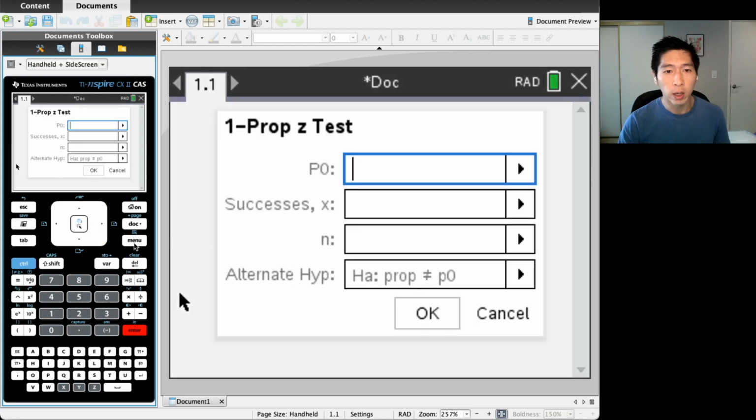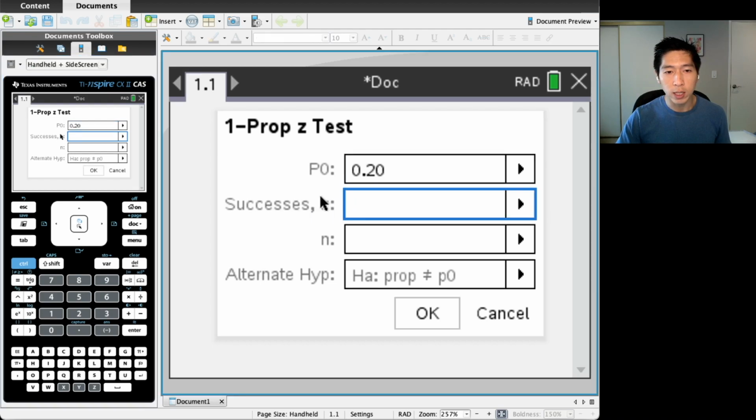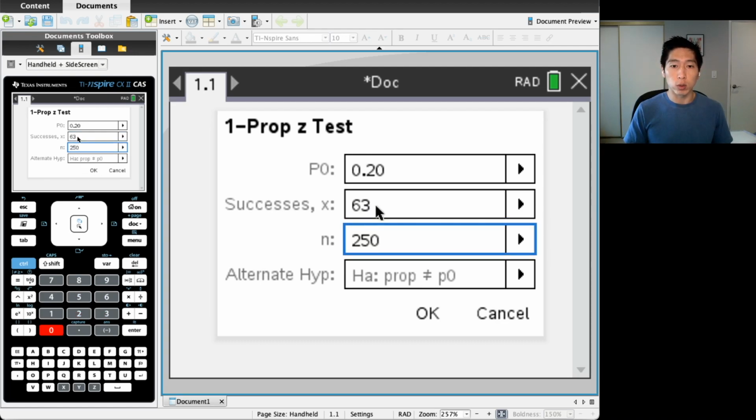When you click on that, you'll get P0. What does this P0 mean? The P0 is your null hypothesis. So in here, we're going to put the 0.20, again, for our null hypothesis. Here we have success is X and an N. So think of the fraction that we used. It was 63 out of 250. So that's what we're going to put. We had 63 successes out of 250. That's the original fraction we used.